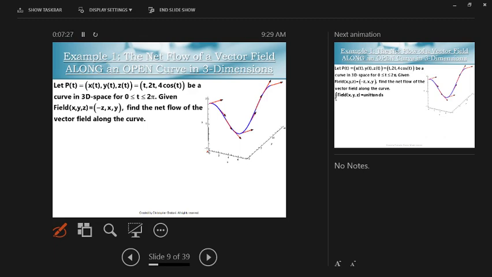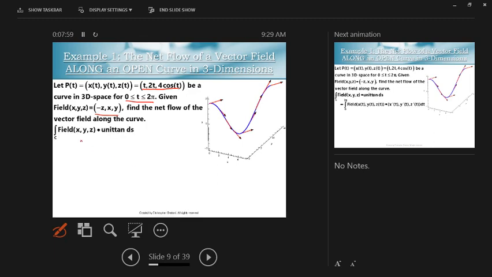So guys, let's do a really simple example. Let me do a problem that could appear on a quiz, and it would be a fairly simple problem. I've got a curve parameterized in three-dimensional space: t, comma 2t, comma 4 cosine of t. T goes from 0 to 2 pi. Those will turn into limits of integration for my path integral. And I've got a fairly simple vector field: negative z, comma x, comma y. Then it says find the net flow of the vector field along the curve.